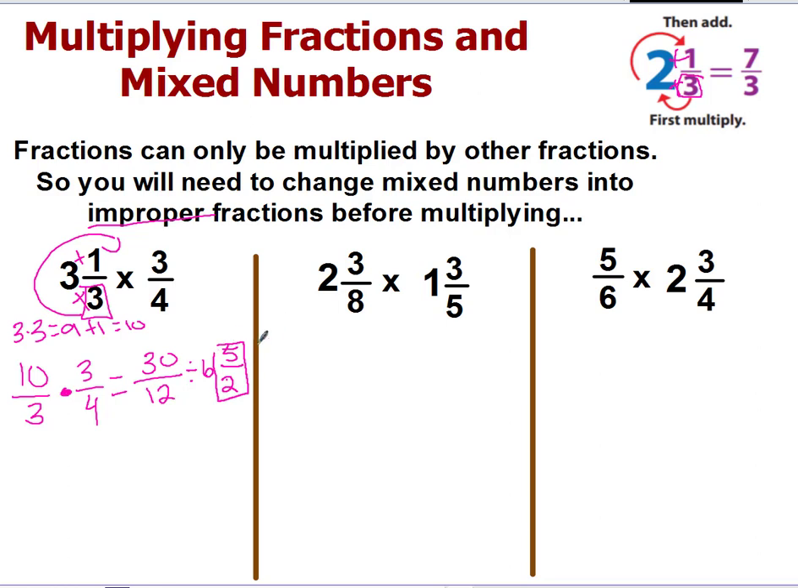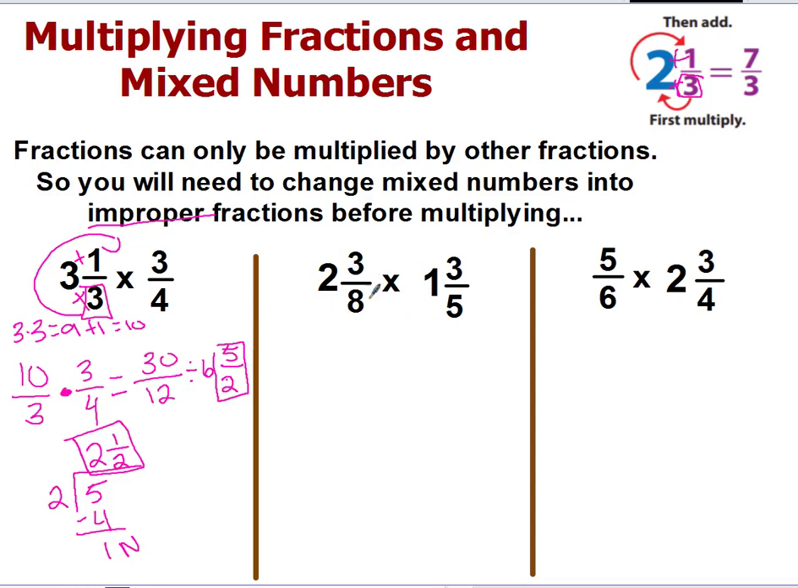But what if they're asking me to convert my improper fraction into a mixed number? Well, guys, you just divide. Top goes in, bottom goes out. 2 goes into 5. 2 times 2 is 4. 5 minus 4 is 1. Remember, the remainder becomes your numerator and your denominator stays the same. So it's either 5/2 or 2 1/2.